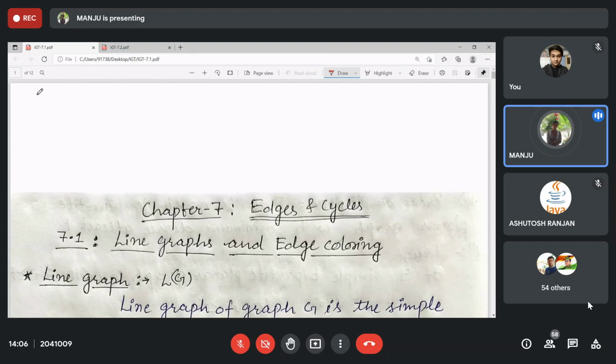What else? Chromatic number. Chromatic number is the least proper coloring, the minimum k such that G is k colorable. So same thing you have in edge coloring. Now define the edge coloring.